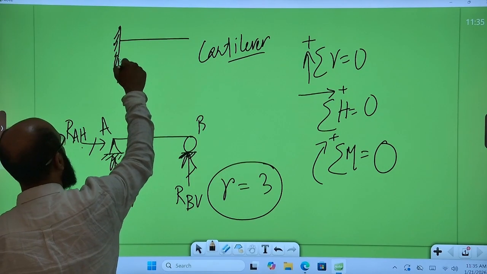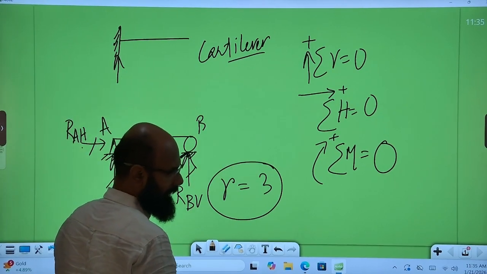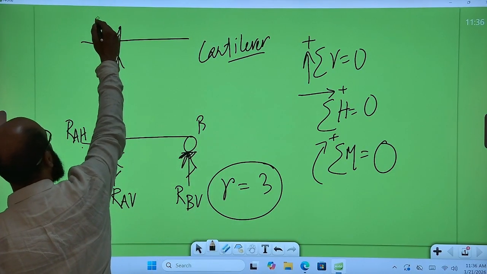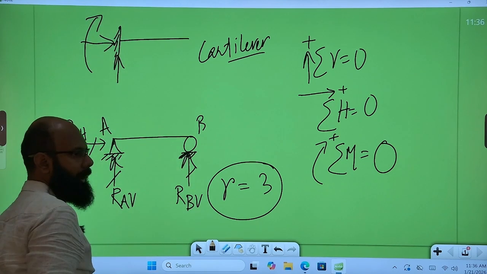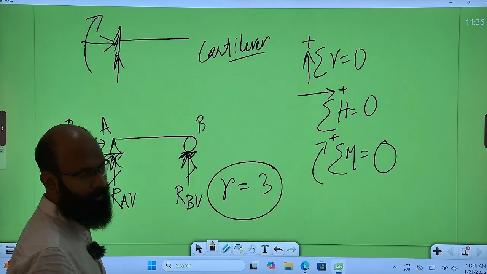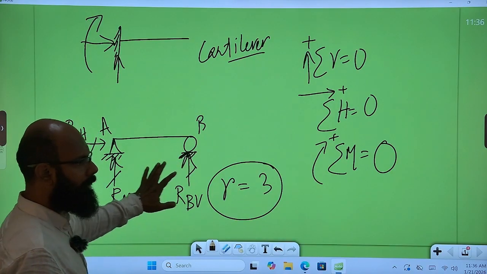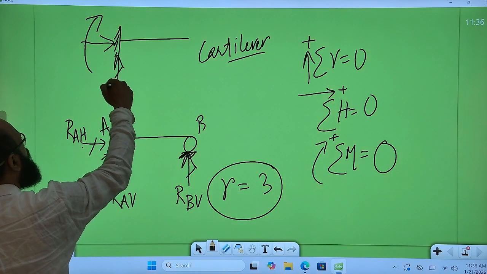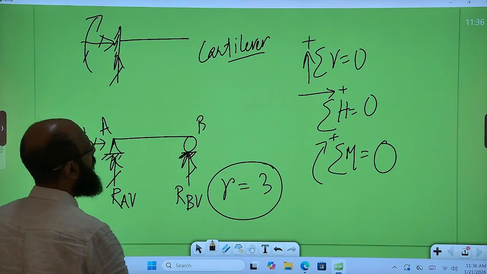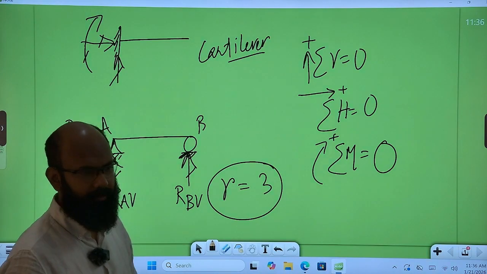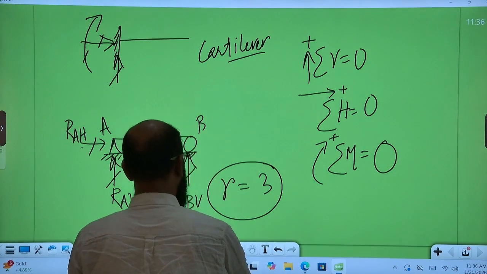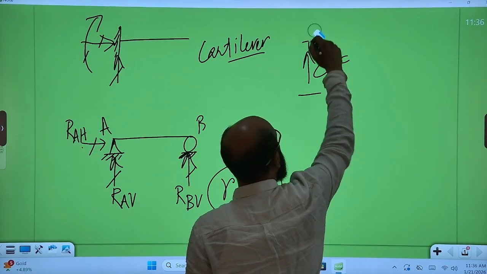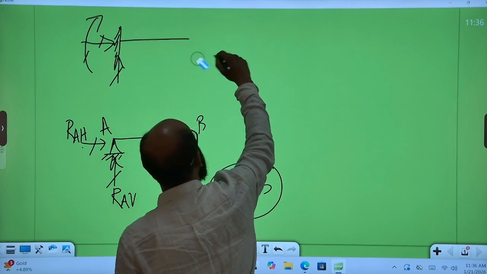For a fixed support, there will be 3 reactions. One in the vertical direction, one in the horizontal direction, and the third one is called the moment reaction, which is not present in roller or pinned supports. So again, the number of reactions is 1, 2, and 3. So again, a cantilever is a statically determinate structure. Now let us move to an example where you can find statically indeterminate structures.